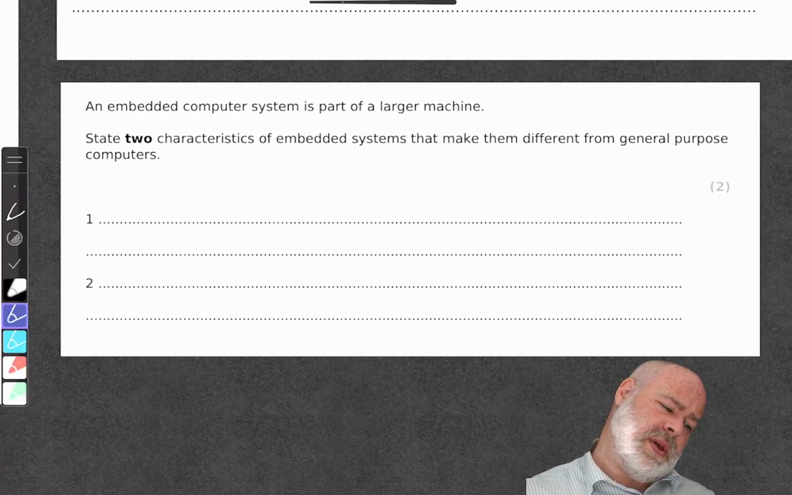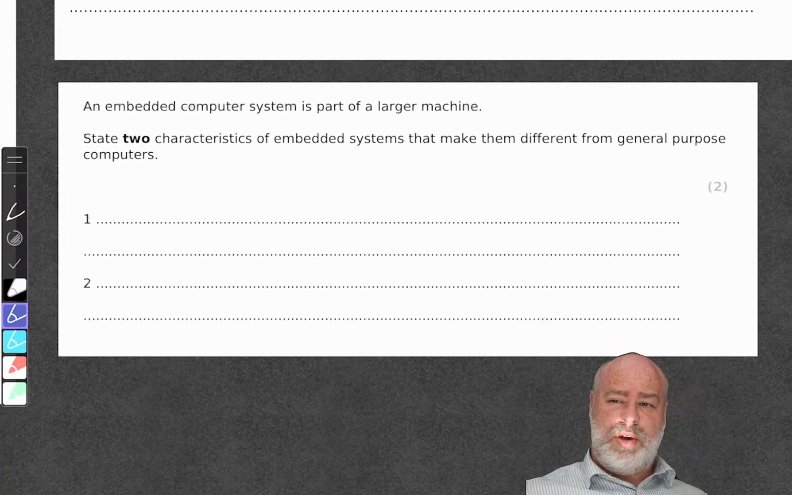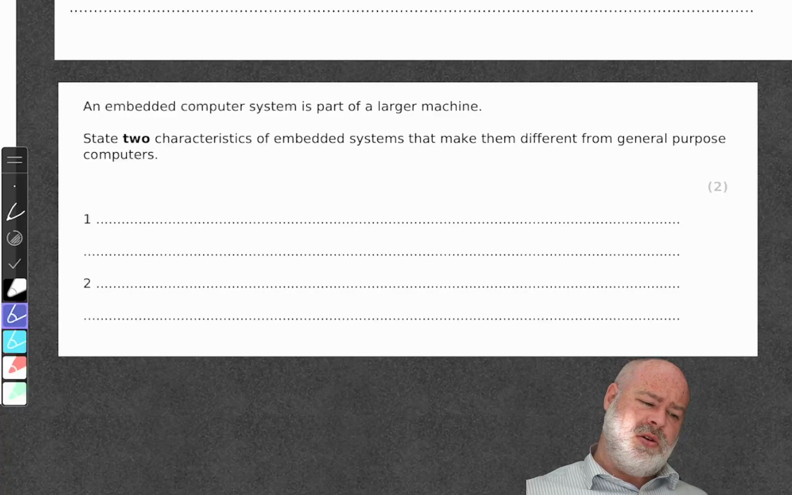All right, here we go. An embedded computer system is part of a larger machine. State two characteristics of embedded systems that make them different from general purpose computers. Right, let's have a look at this. So two things. It says state, it doesn't say define or describe, so you can get away with quite short terms here. There are loads of things you could put in here.